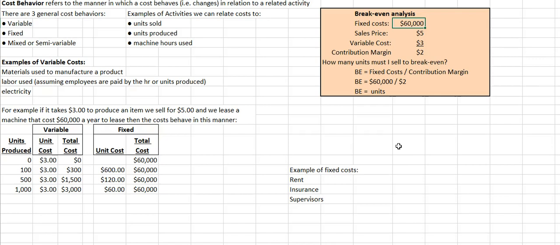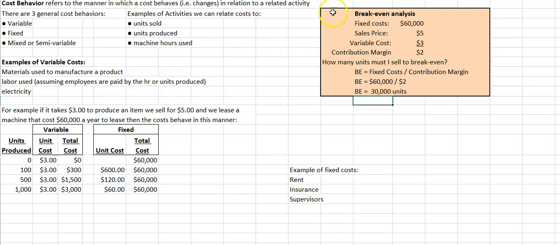So how many units do I have to sell to break even? Well, that's very easy to calculate once you have divided your costs into fixed and variable. Total fixed cost is $60,000. How much does each unit contribute? Each unit contributes $2. I sell it for 5, but it costs me $3 in an incremental variable cost to produce that unit. So I get to keep 2 to cover my $60,000. $60,000 divided by 2, if my math is correct, is 30,000 units, right? So I must sell 30,000 units to break even.